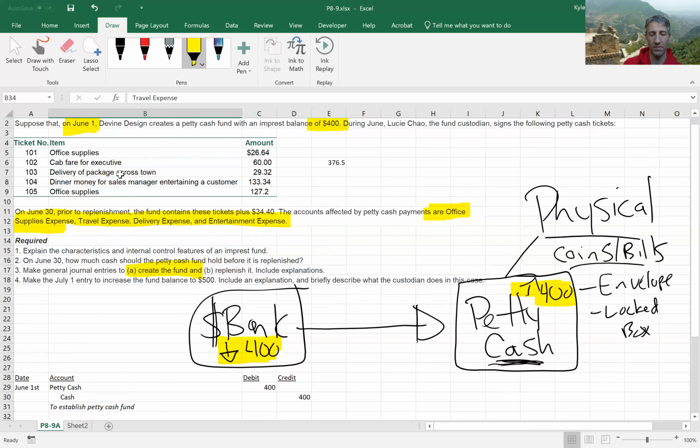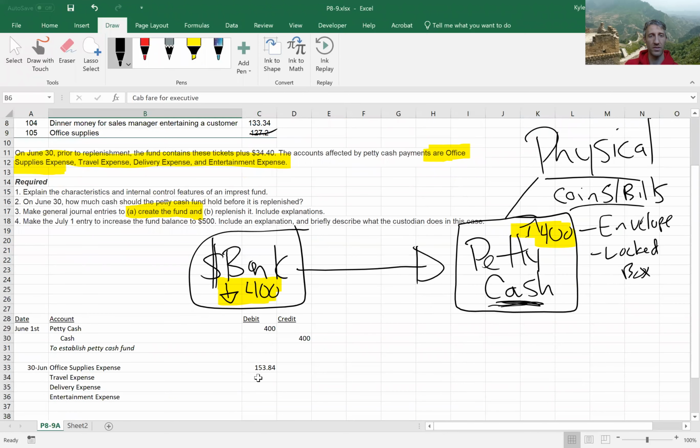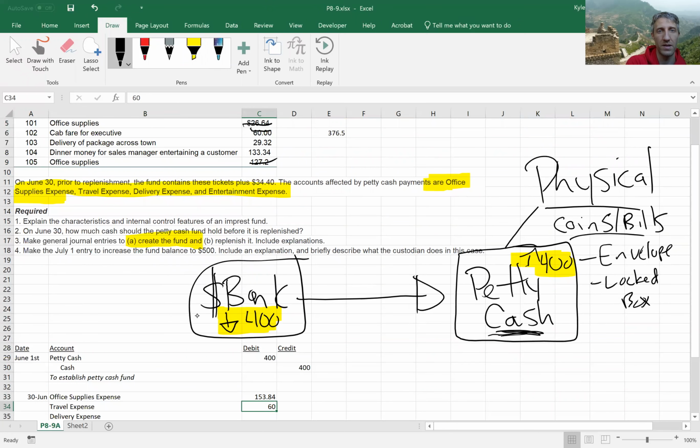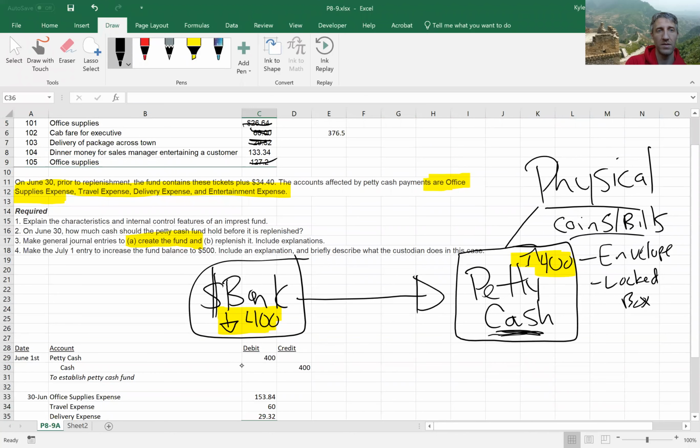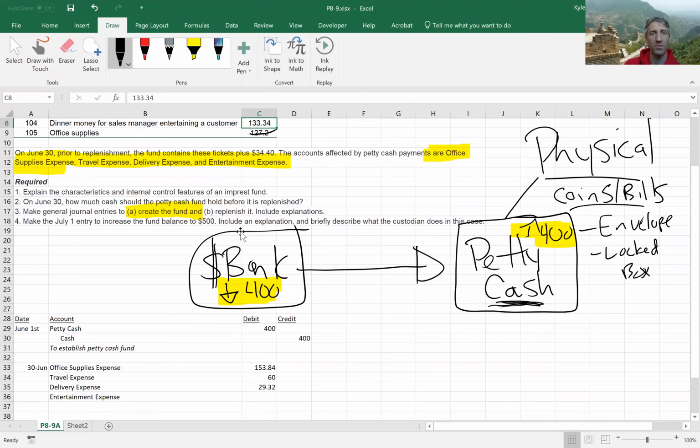Travel expense. So we've taken care now of that one and that one. Cab fare, that's travel expense, that's $60. So if I scroll up, I've done that. Delivery for package, so that's going to be the delivery expense, $29.32. And then dinner for sales manager entertaining a customer, so that's going to be the entertainment expense, $133.34.